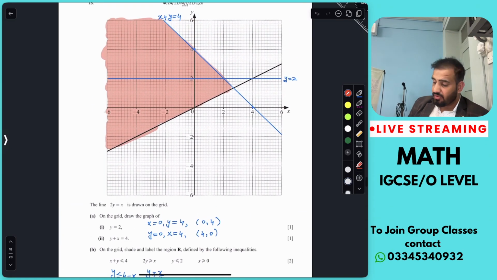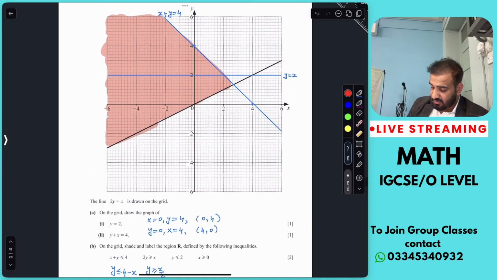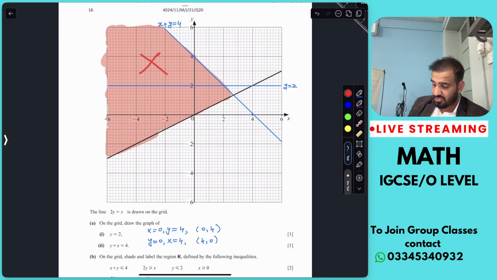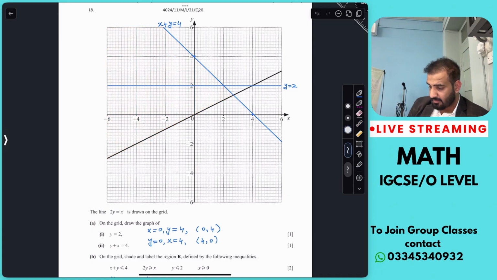Okay. Now let's see what this means. y less than or equal to 2. It means this is your y is equal to 2. So below this line, we will delete this portion. So the combined shading for all these three inequalities, please save this portion in your mind. आप ना पेंसिल शेड करके फिर रेज भी कर सकते हैं, ठीक है? It's up to you. So the combined shading for all three inequalities is this shading.